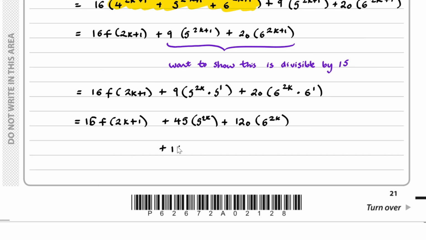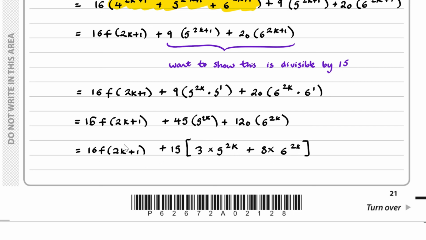So if I take a 15 out as a common factor, we've got 15 lots of 3 times by 5 to the power of 2k. So this gives the 45 lots of 5 to the power of 2k, and 15 lots of 8 times by 6 to the power of 2k. That gives the 120 lots of 6 to the power of 2k. So we've got 16 lots of f of 2k plus 1, plus 15 lots of 3 times by 5 to the 2k, plus 8 times 6 to the 2k.